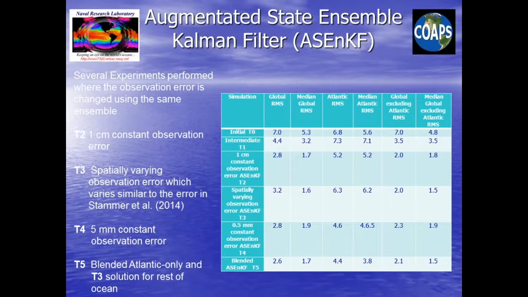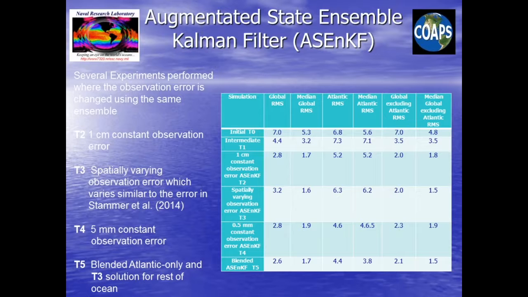Okay, so we did a number of different experiments, and primarily we varied how tightly we wanted to believe the observations. You remember we started out with a global RMS of 7, and we also looked at the fact that there's a distribution to the size of the errors. We can look at the average over the whole globe. We can also find the middle value, so half the errors are larger than that, half are smaller. That's the median. And we can look at it in terms of the Atlantic and the rest of the globe, excluding the Atlantic. I'll come back to that because the Atlantic is our biggest problem.